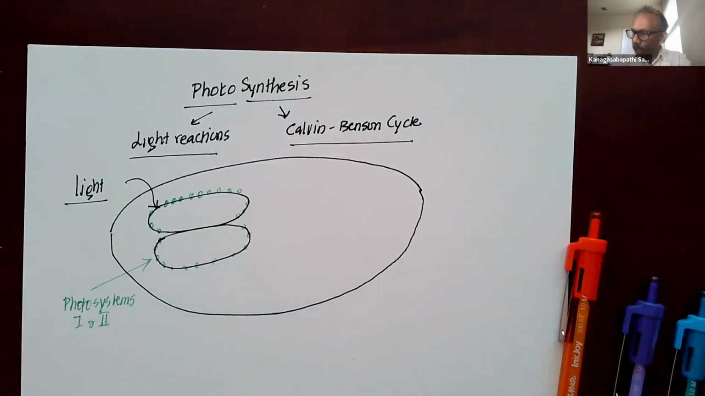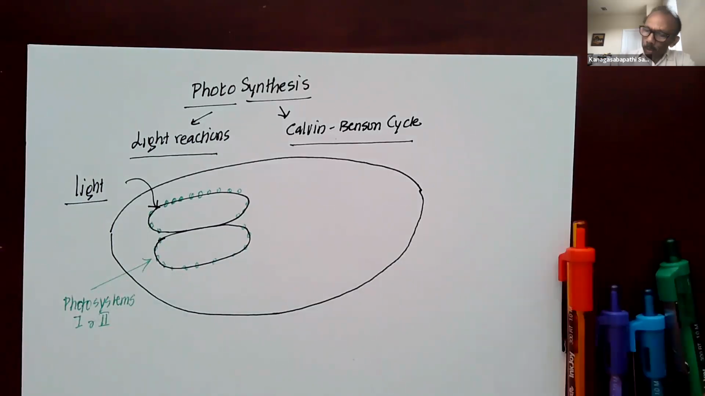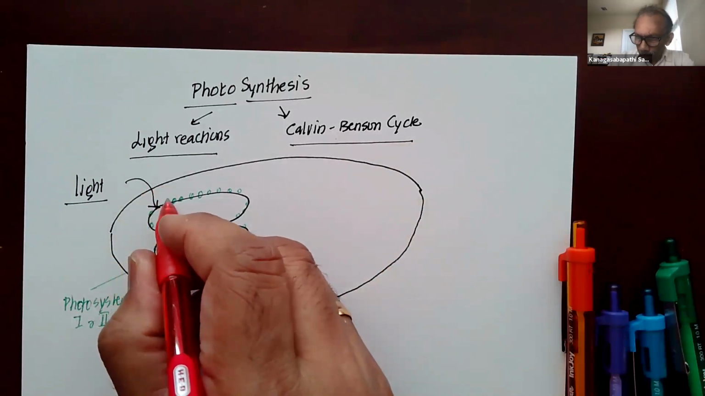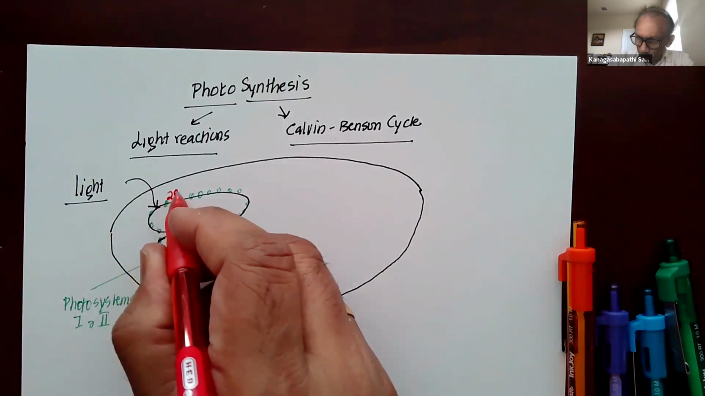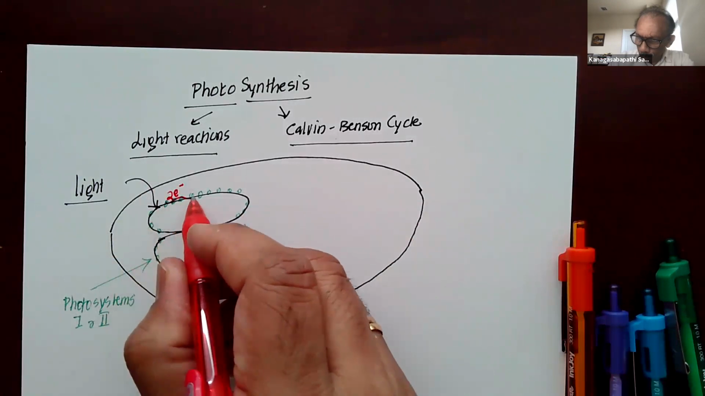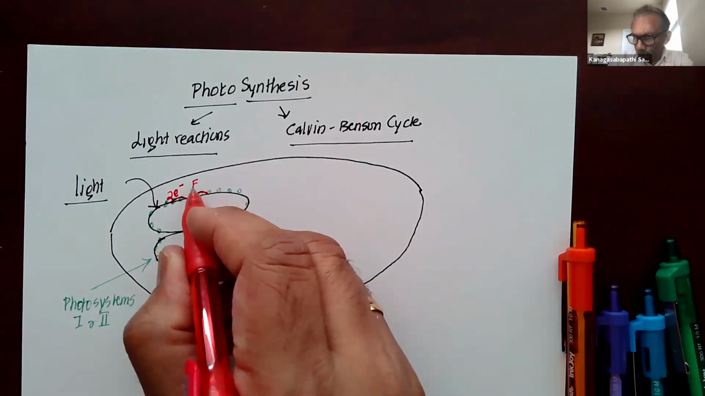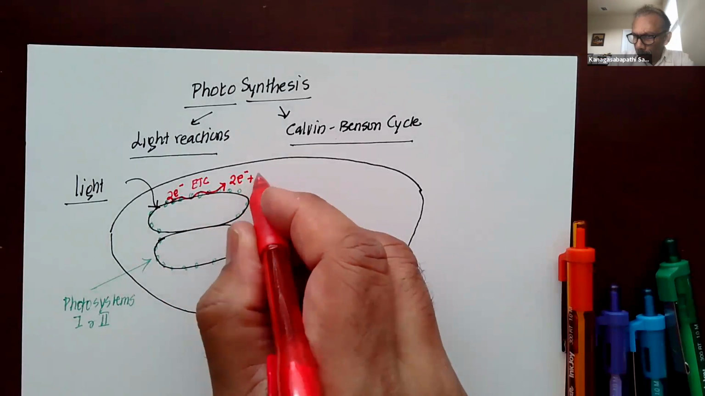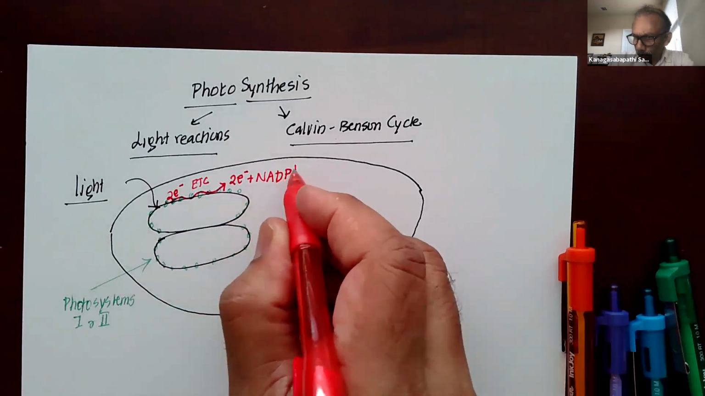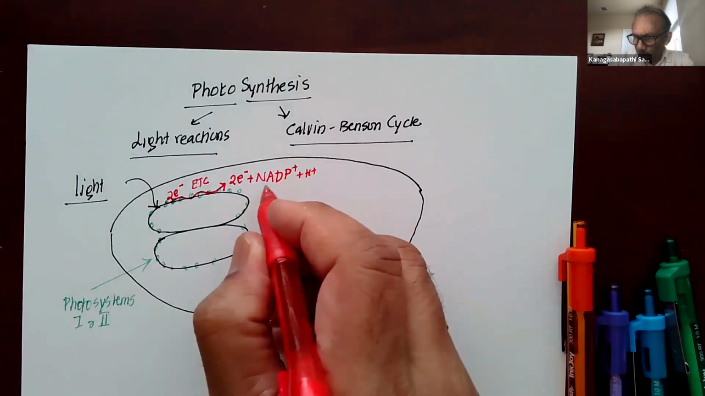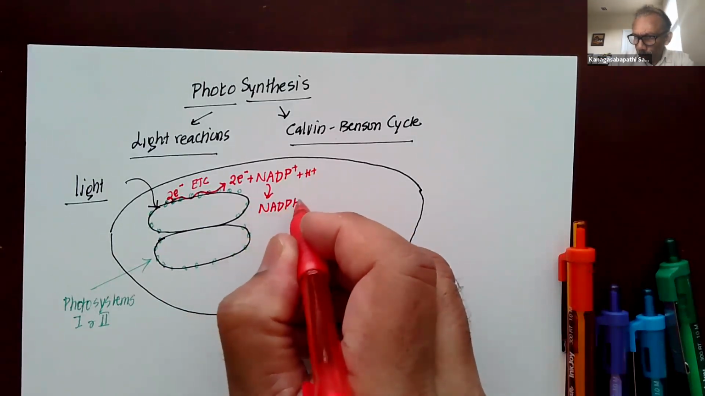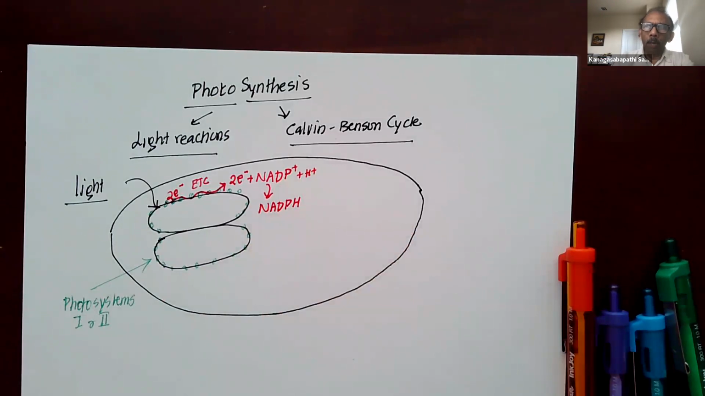So when the light energy hits the antenna pigments, the electrons get excited and they go through the electron transport chain, ETC, and they end up with NADP plus and a proton, and that becomes NADPH. Okay, so I'm just reviewing what we discussed in the previous class.